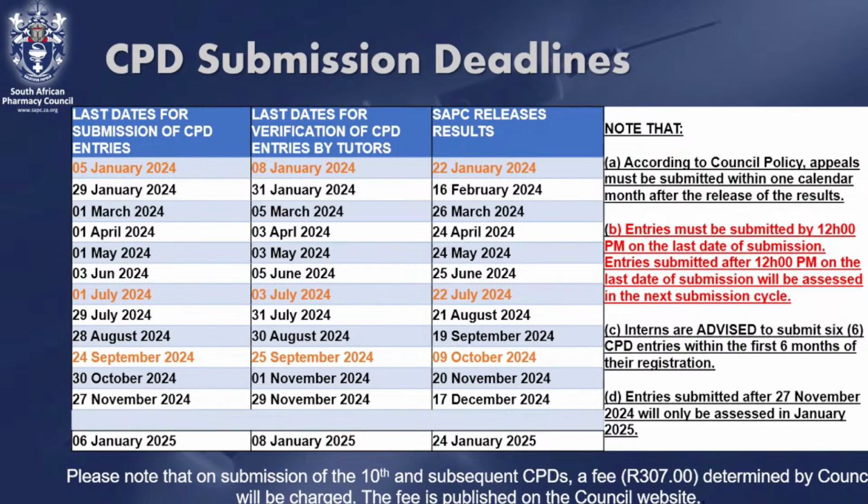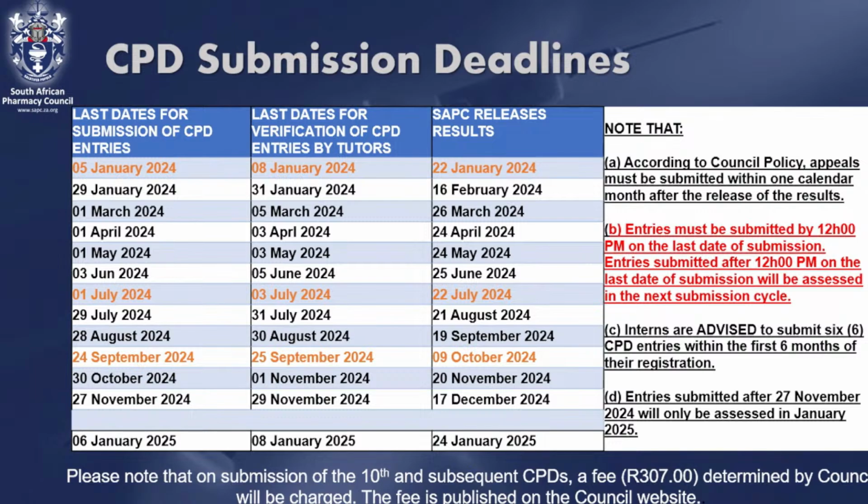And just to say, whilst the tutors have the responsibility to do their part, it starts with the intern. If you miss your deadline, it's going to have a ripple effect. The tutor might miss their deadline and the results will definitely not be released according to the timelines as you wish. It will then fall into the next release date. So, what is also very important on this slide is that according to council policy, appeals must be submitted within 1 calendar month after the release of the results.